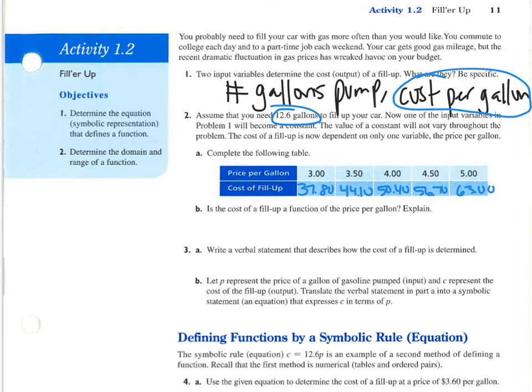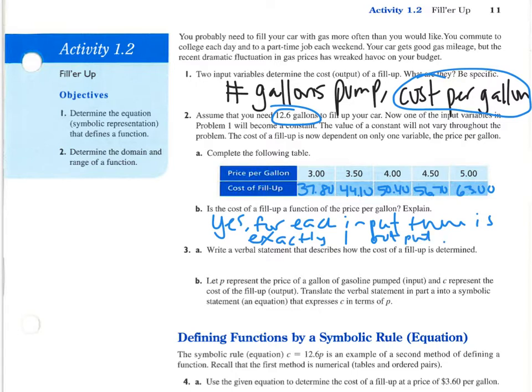Okay, so is the cost of a fill-up a function of the price per gallon? Thinking about what you did last week, is there one output for each input? So we would say yes. For each input, there is exactly one output, which is the definition of a function. So yes, this would be a function right here.